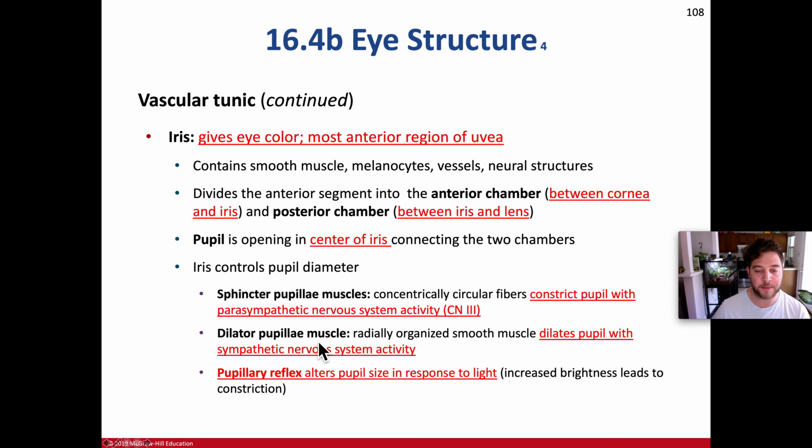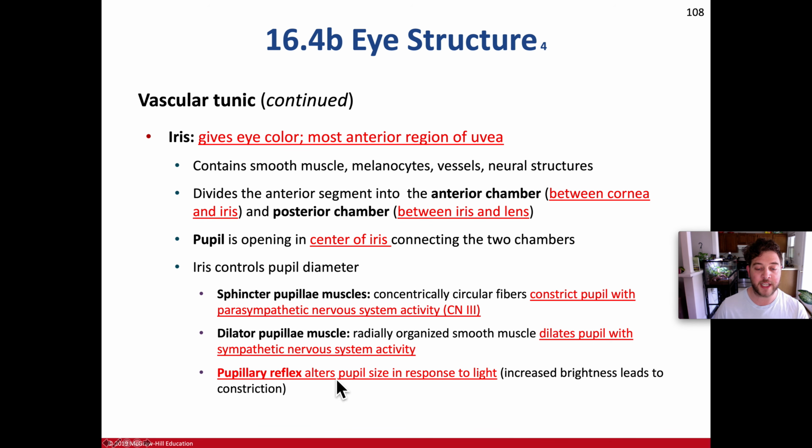Your dilator pupillae muscles are radially organized, and they dilate the pupil with sympathetic nervous system activity. The reason our dilator muscles are innervated by sympathetic activity is that when our sympathetic nervous system is active, we're trying to take in more light. We need more information because that's typically our fight or flight response. By dilating the pupil, we can take in more light and receive more stimuli. And with our parasympathetic system, when we are resting and digesting, we don't need as much stimuli. The pupils can constrict. We're not in an emergency situation.